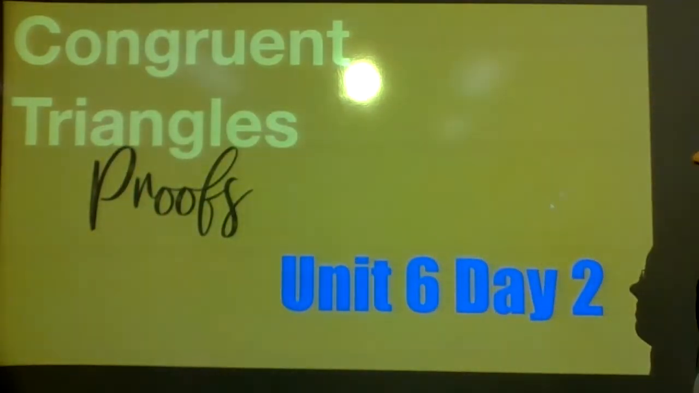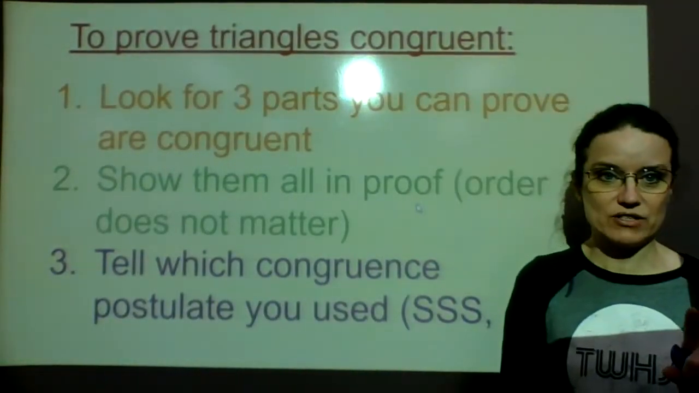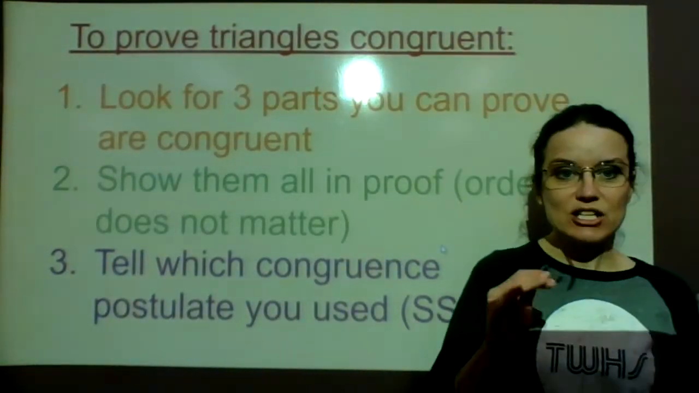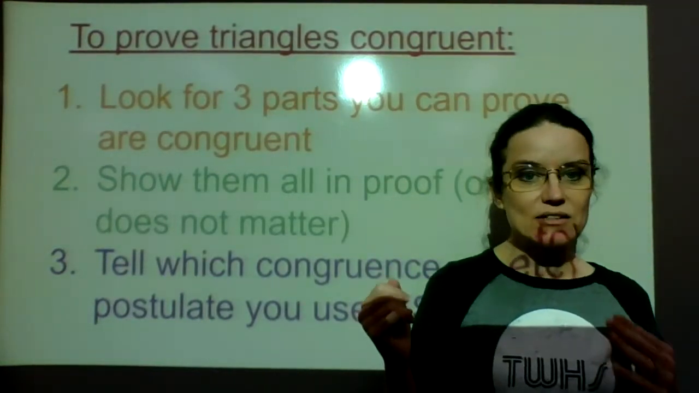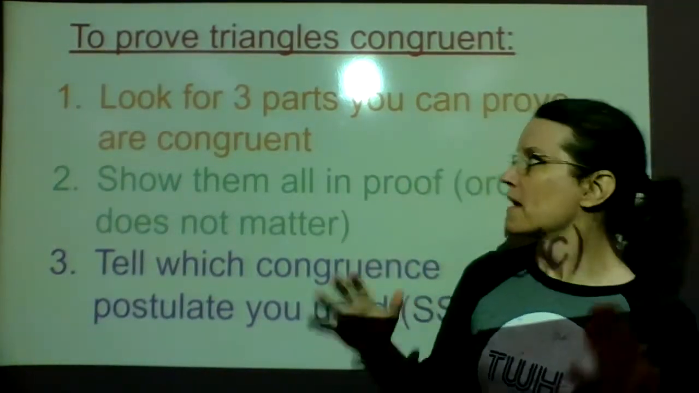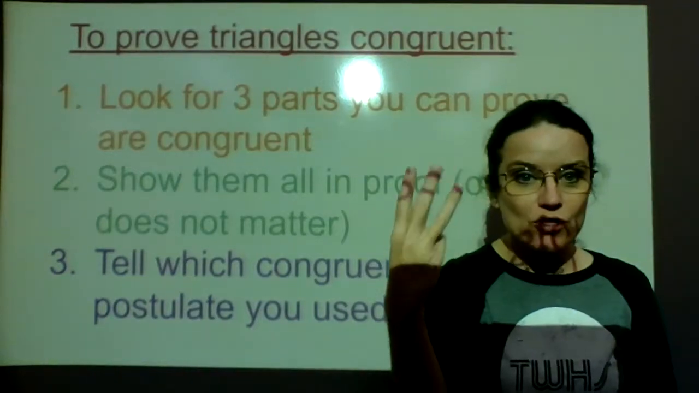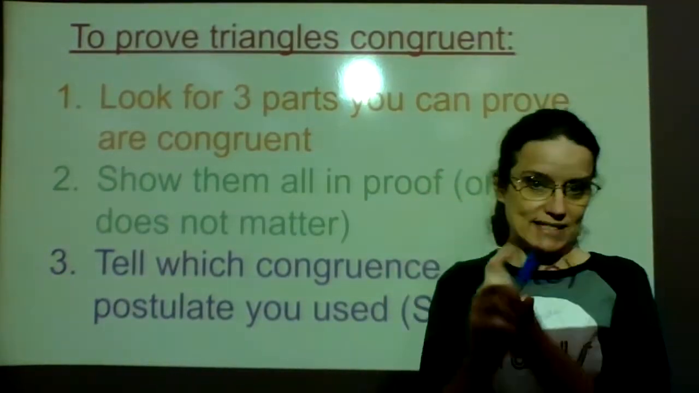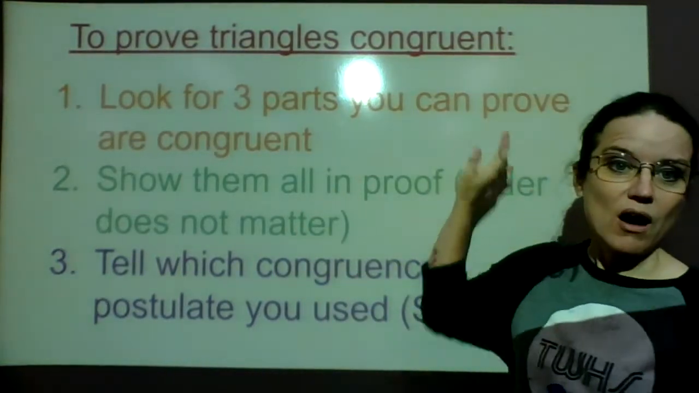And so let us get right to it and start talking about what you're going to look for and how to do this. So there is nothing new today. This is just taking everything you've learned this entire semester and putting it all into one proof. So the first thing you're going to do to prove triangles congruent is look for three parts that you either can see are congruent or that you can prove are congruent.